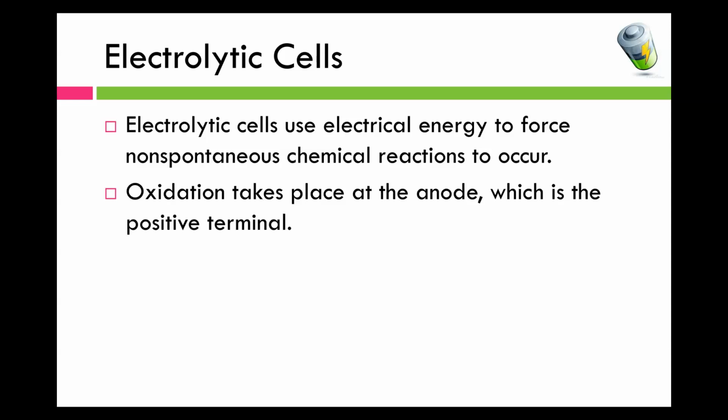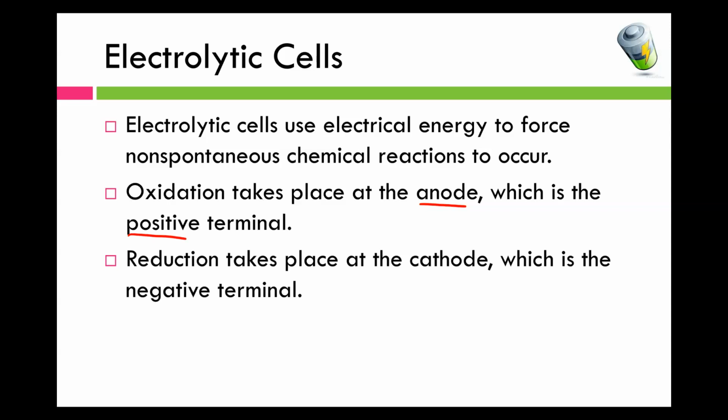Oxidation still takes place at the anode, just like it did in voltaic cells, but in the case of an electrolytic cell, the anode is the positive terminal. We're forcing the electrons to kind of flow in the opposite direction as they normally would. This is why we have the sign flip. Reduction still takes place at the cathode. However, due to that sign flip, that forcing electrons in the opposite direction than they naturally flow, the cathode now has the negative sign. Again, I know I just said it, commit the voltaic cell to memory and remember that your electrolytic cell is just the reverse of that.